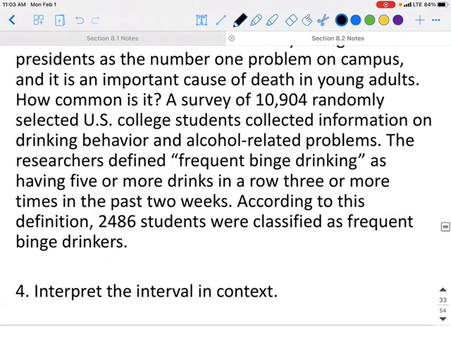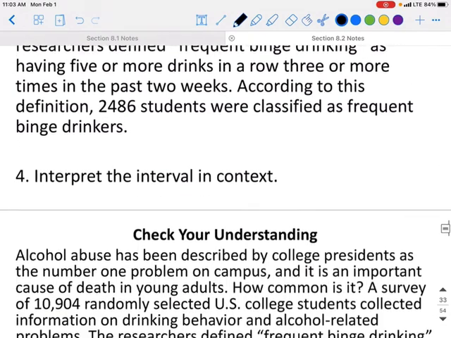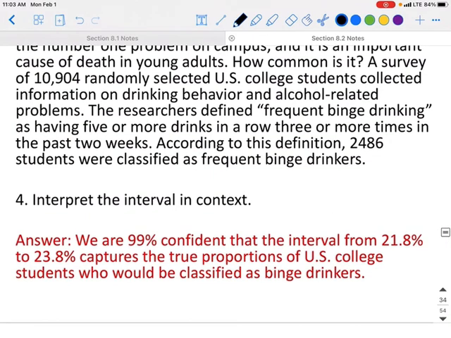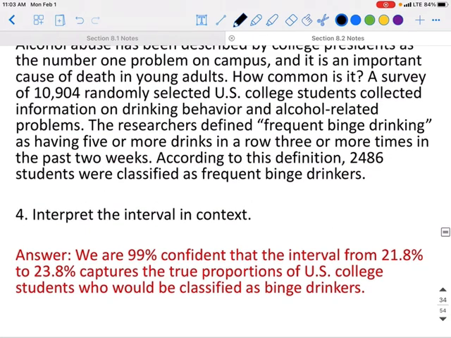Interpret this interval in context. So we are 99% confident that the interval from 21.8% to 23.8% captures the true proportion of U.S. college students who would be classified as binge drinkers.